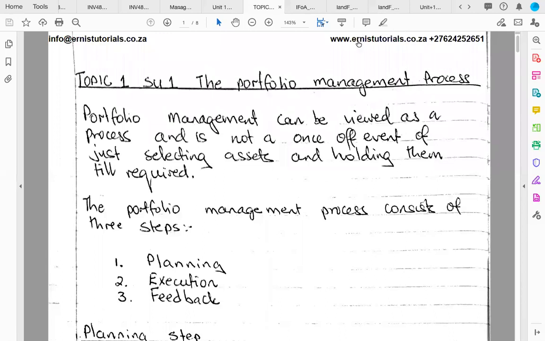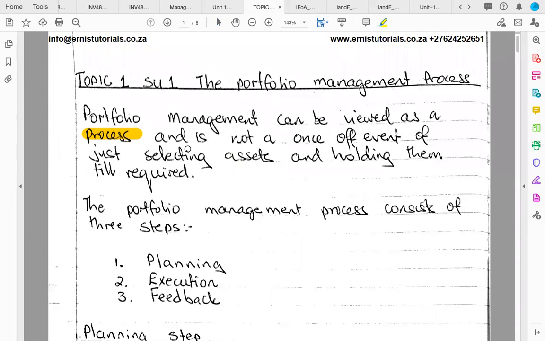So we're going to look at portfolio management. Portfolio management can be viewed as a process. In other words, it's not a static step, it's actually a process. It's not a once-off event, it's something that's continuously happening. So portfolio management can be viewed as a process, and it's not a once-off event of just selecting assets and holding them till required.